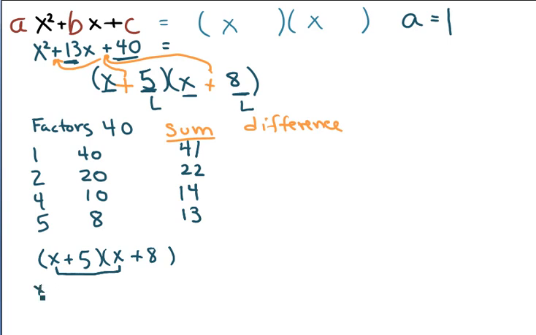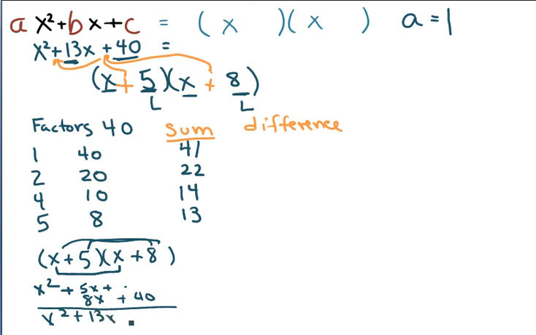X times x is x squared. 5 times x plus 8 times x. And finally, last times last, 5 times 8 is 40. When I add that multiplication up, I check the fact that I have arrived at the quadratic that I started factoring, and I am confident I have factored correctly.